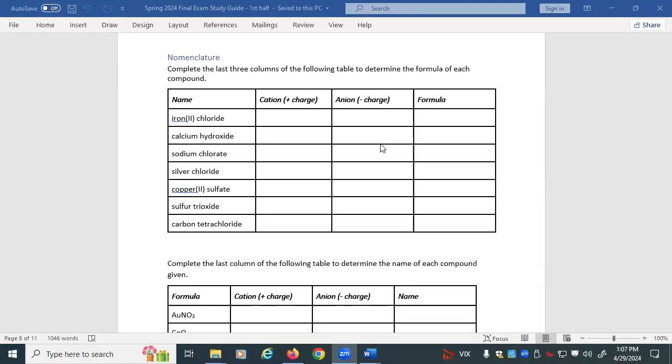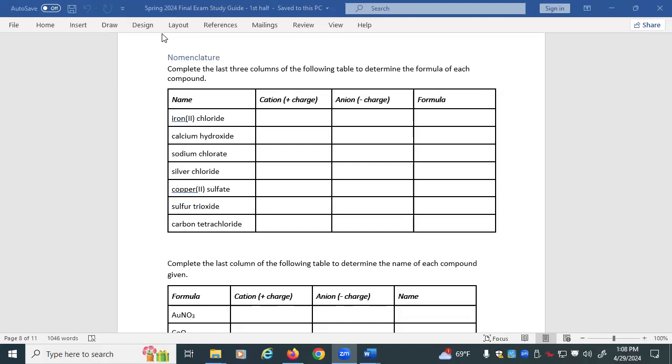And so with nomenclature, we have to recognize that we need to be able to do it in two different directions. We need to be able to read the name of a compound and know what the formula for that compound is. That's what this first table is all about. But we also need to look at a chemical formula and figure out what the name of that compound is as well. And that's what the second table is all about.